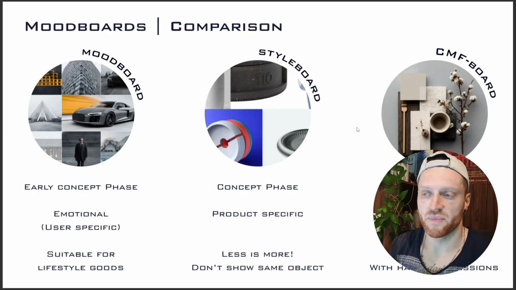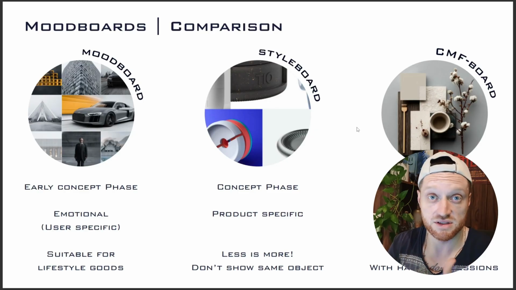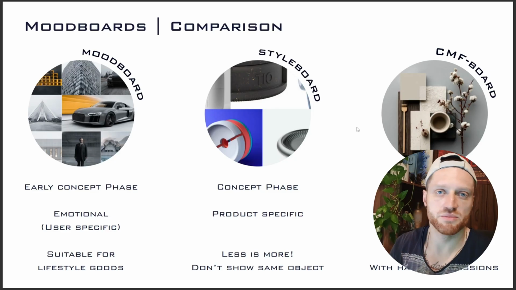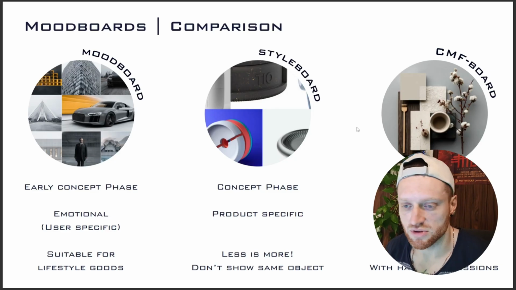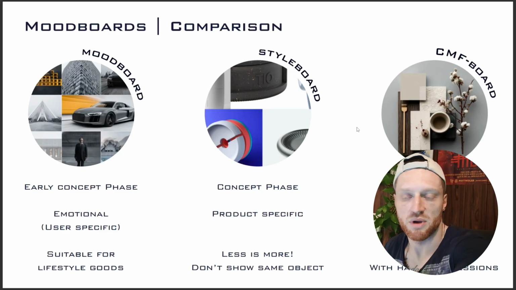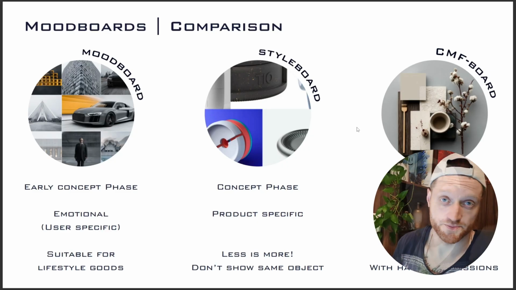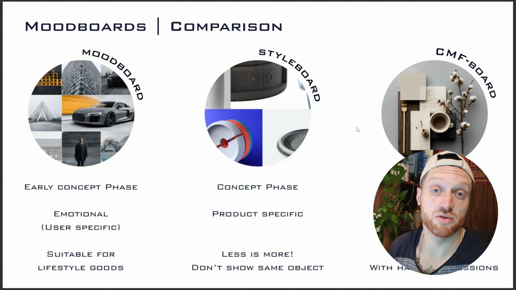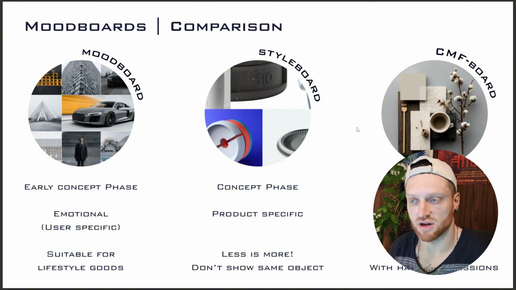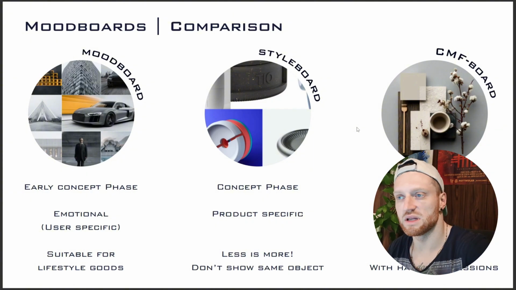So obviously I presented them now very distinctly from each other and they have a clear point in time, but there's mixing and matching happening all the time, of course. So you can also use CMF materials already in the early stage to hint towards potential material directions it could go from the start. The same with the style board, right?